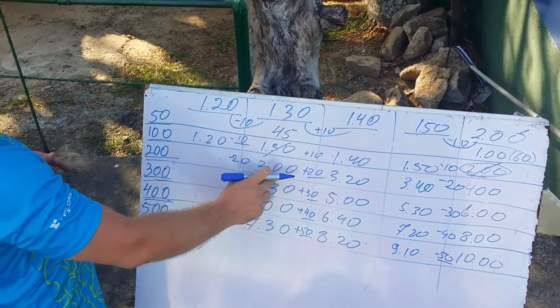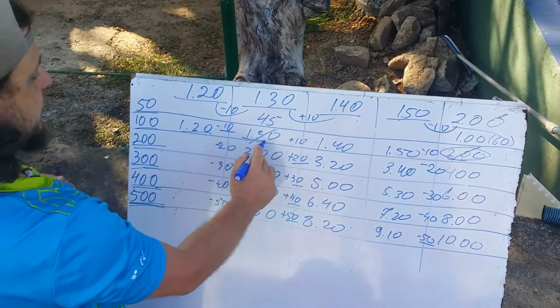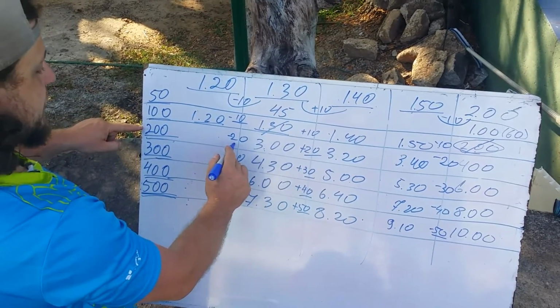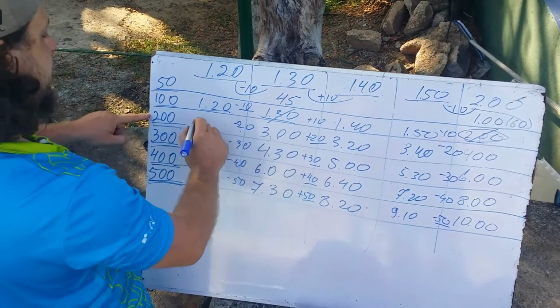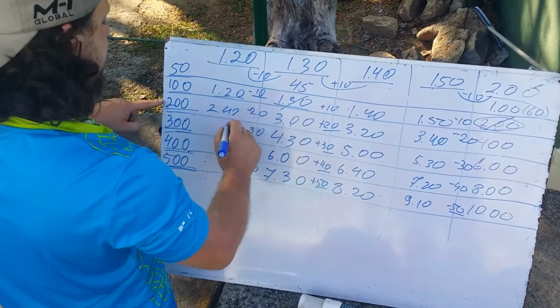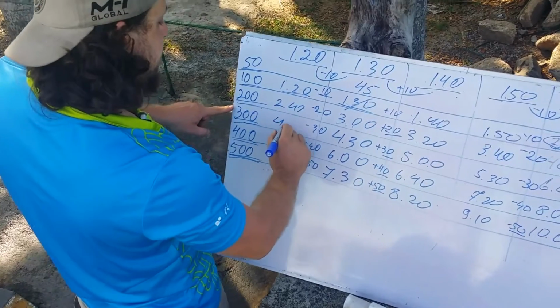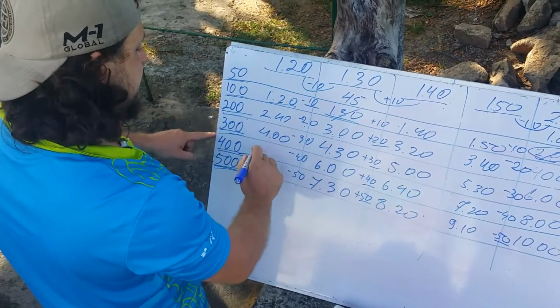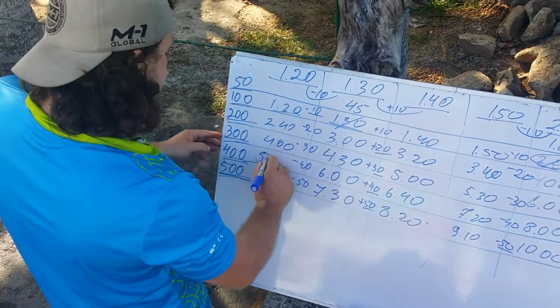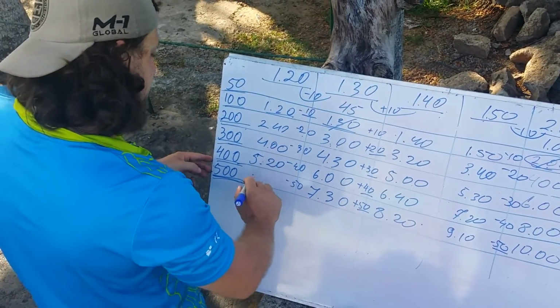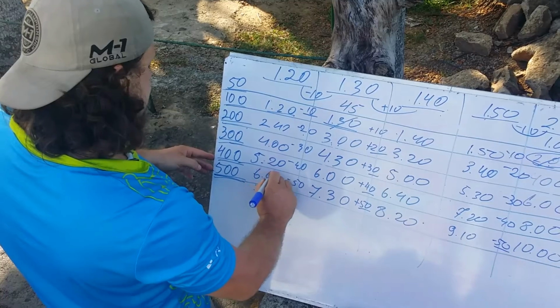So the 3 minutes, now you see this. 120 and 130 for 100 meters. So the 200 means 20 seconds. So 3 minutes minus 20 is 2:40. 4:30 minus 30 is 4 minutes. 6 minutes minus 40 is 5:20. And 7:30 minus 50 is 6:40.